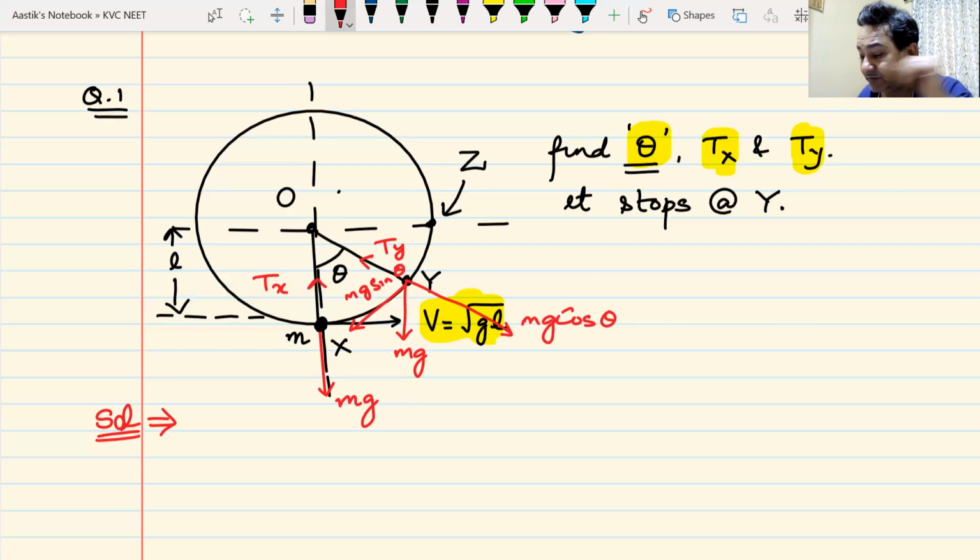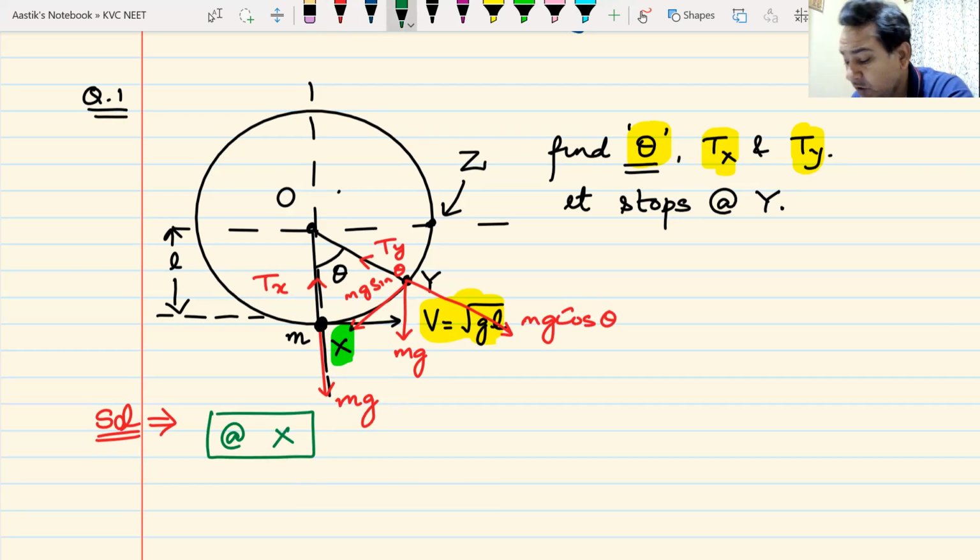Let us write the equation at point X. Now, what equation will I write? The second equation, because I only need to find out the tension. I don't need the tangential acceleration. So I'll just write the second equation. At point X, the net centripetal force will be equal to mv square by r.